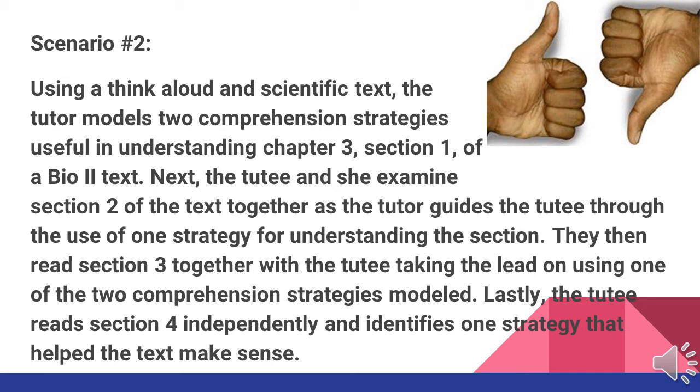The first section, she is modeling and thinking aloud how she is understanding the text. The second section, they are reading together and talking about it together. In the third section, they are still reading it together, but she is stepping back a bit and having the tutee take more of the lead in understanding the material. And in the fourth section, the tutee is reading the material completely independently. So this is a good example of the GRR in process.